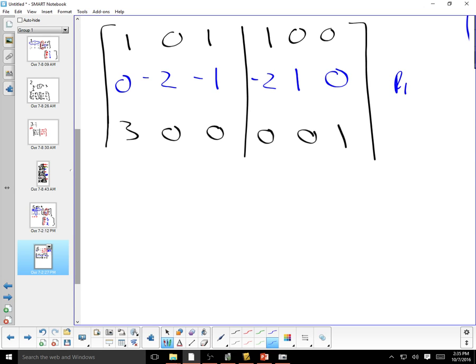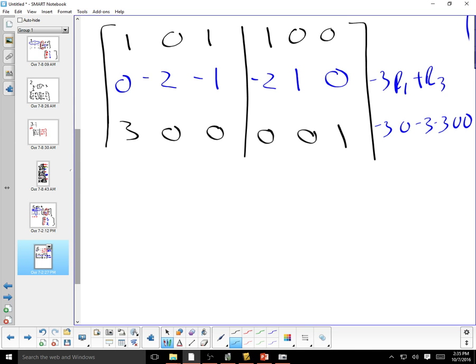Take row 1, multiply by negative 3, and add it to row 3. Beautiful. So here's the numbers: negative 3, 0, negative 3, negative 3, 0, 0. Correct? All right, cool. Let's do it.